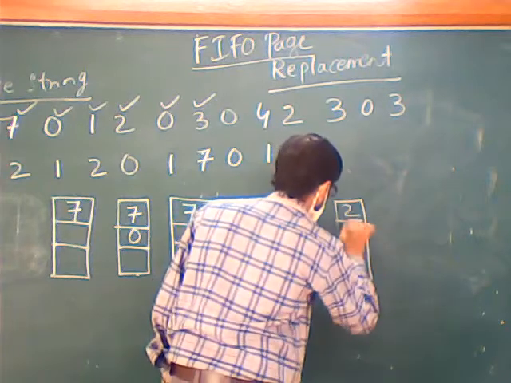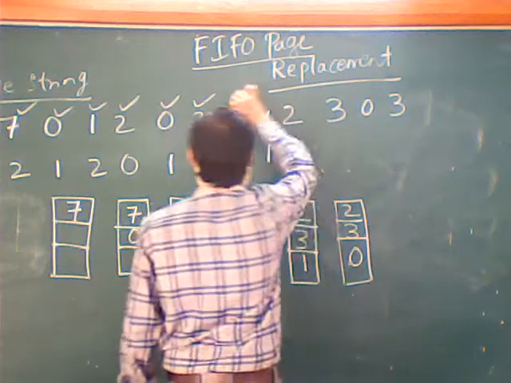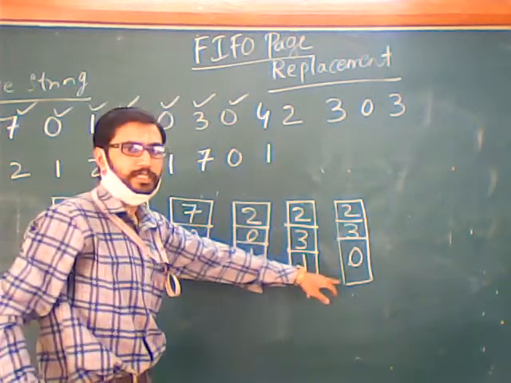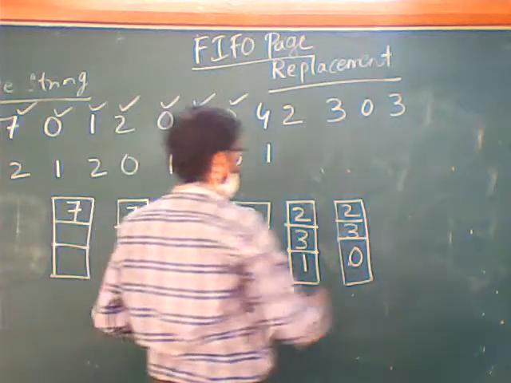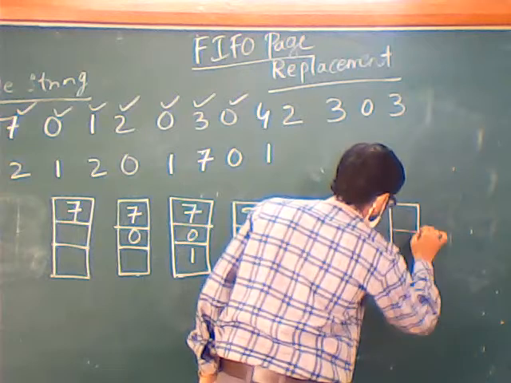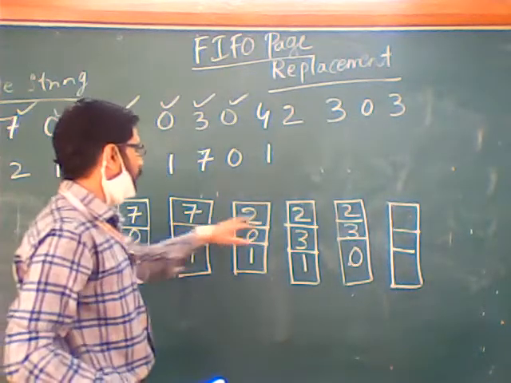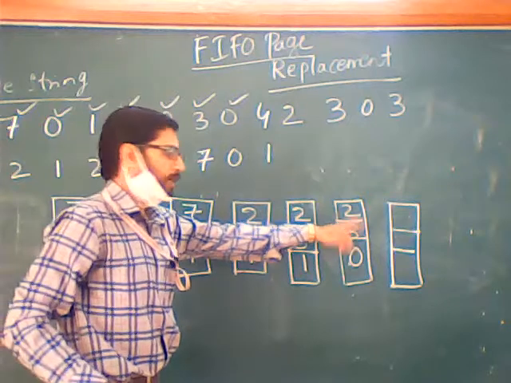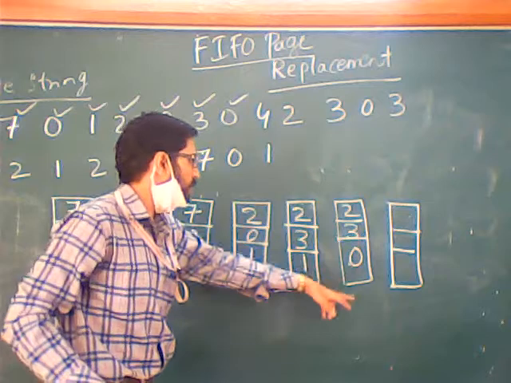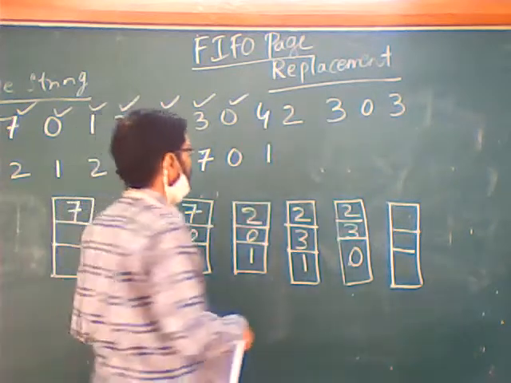2 will be as this, 3 and then I have 0. Next, 4. Is 4 available? Is it already present? No. So take the next one. It is first in, first out. So one cycle is finished. After that, 2 is repeated thrice. And out of these elements 2, 3, 0, which has arrived first? 2 has arrived first. So in place of 2, we are going to replace with 4.